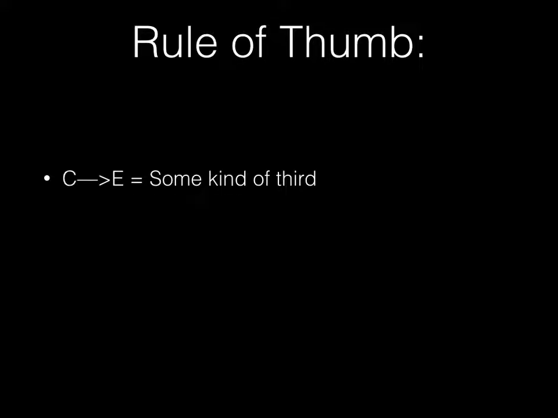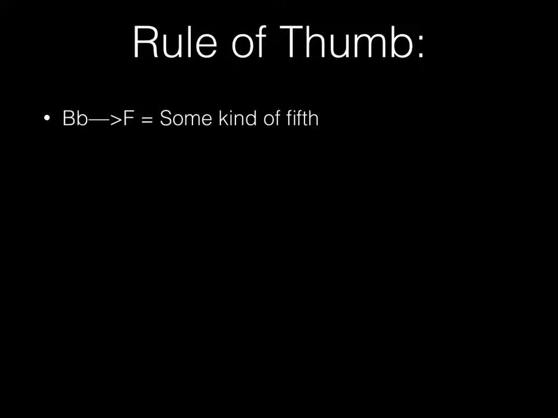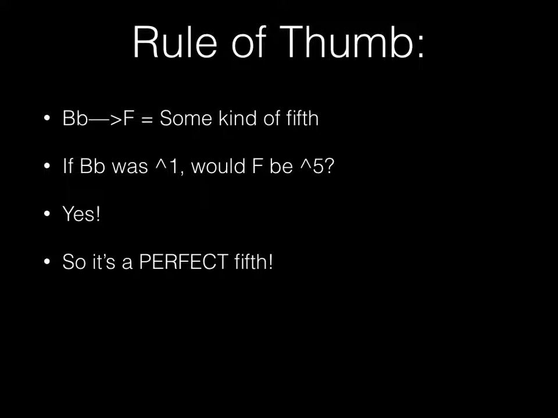So, for instance, C to E is some kind of third. If C was scale degree 1, would E be scale degree 3? Yes. So it's a major third. B flat to F is going to be some kind of fifth. B, C, D, E, F traverses 5 steps. It's some kind of fifth. If B flat was scale degree 1, would F be scale degree 5? Yes. Now, you might think that this is a major fifth, but remember that fifths are perfect, so it's a perfect fifth.